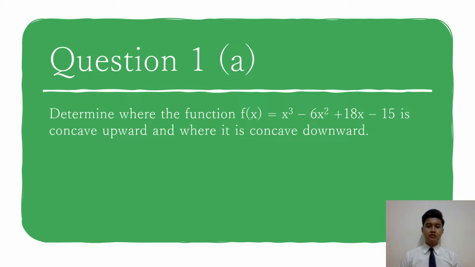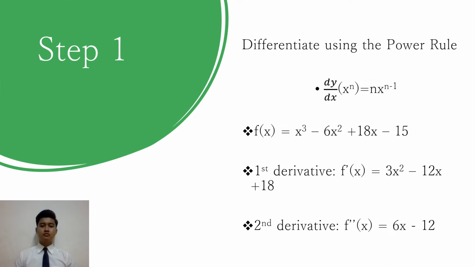For the first question, question 1a, determine where the function f(x) equals x to the power of 3 minus 6x to the power of 2 plus 18x minus 15 is concave upward and where it is concave downward. First, we differentiate using the power rule. The function is x^3 minus 6x^2 plus 18x minus 15. The first derivative is 3x^2 minus 12x plus 18, and the second derivative is 6x minus 12.